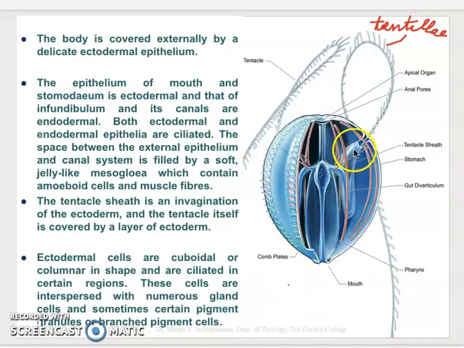Then this tentacular sheath you can see here is an invagination of the ectoderm. This is the ectodermal layer, and when it comes to this position, it invaginates to form this tentacular sheath, and the tentacle itself is covered by the ectoderm. The ectodermal cells are usually cuboidal and columnar in shape, and these cells contain numerous gland cells, and sometimes certain pigments. Branched pigment cells are also present.